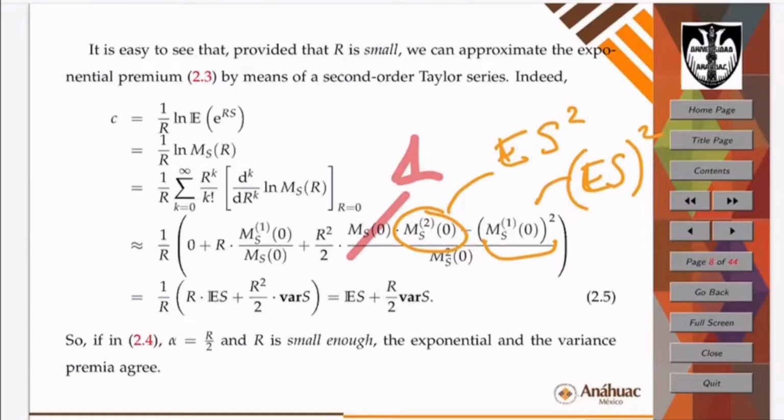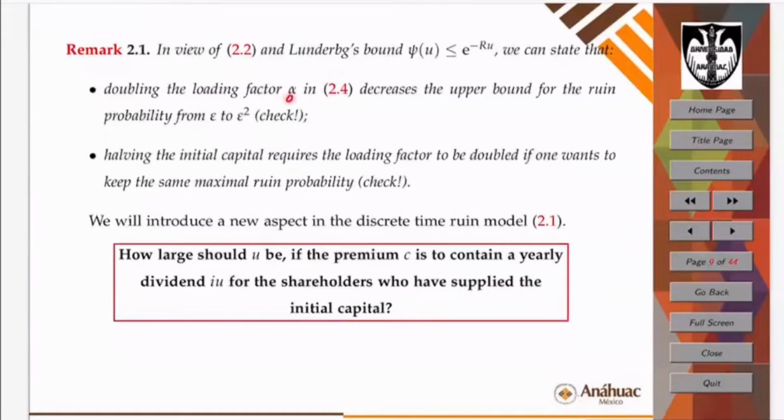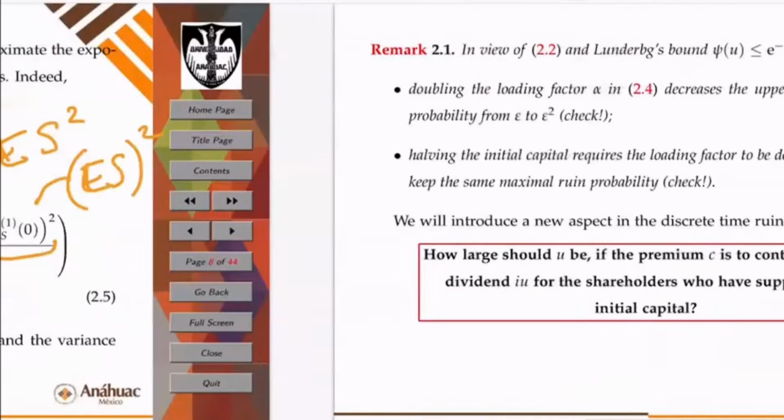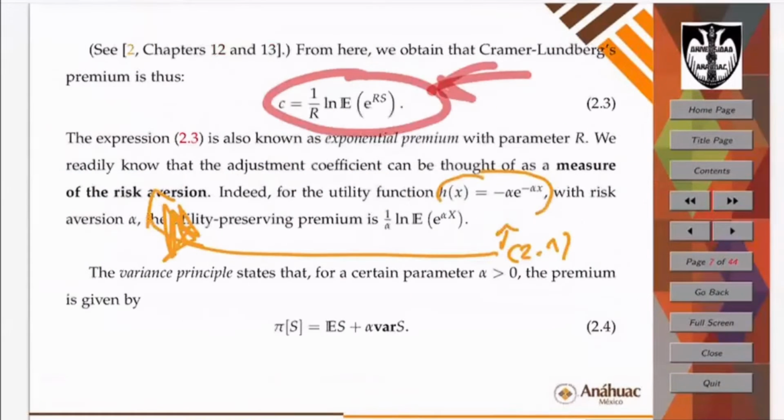epsilon square. That means that if you double alpha, then the upper bound for the ruin probability goes from epsilon to epsilon square. If you just have the initial capital, then you will have to double the loading factor in order to keep the same maximal ruin probability. Okay? Now, how do you do that? Well, just take this expression here and change alpha to alpha divided by 2.